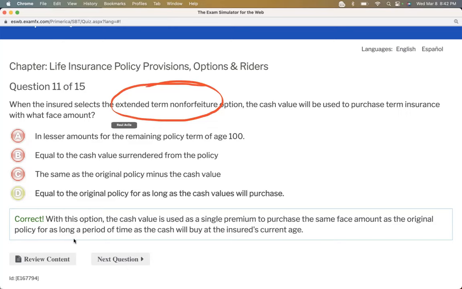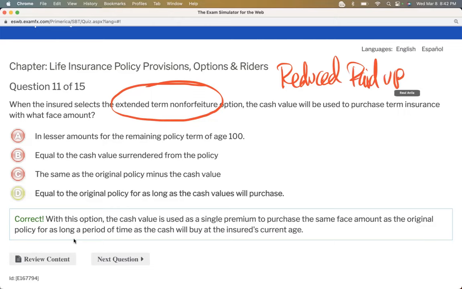The other non-forfeiture option is called the reduced paid up non-forfeiture option. How does that one work? Well, we're going to use your cash value in your policy, and you're no longer going to have to make payments for the rest of your life, but your coverage is going to go down, because you're not making any more payments. Get it? Any questions on that? This is a good one. No. All right, cool.